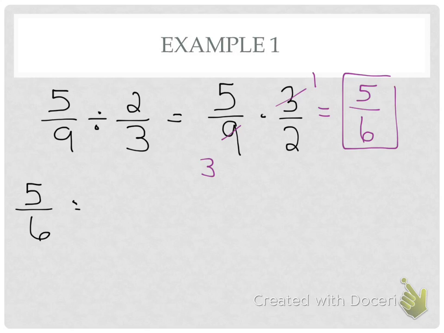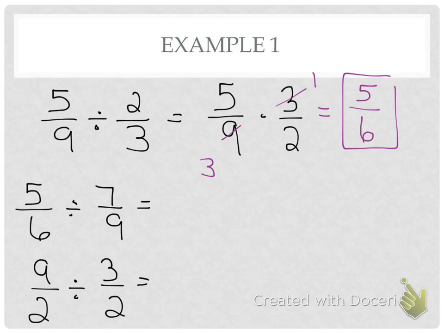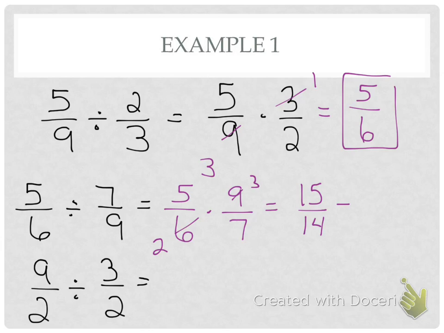All right, so now I want you to do a couple: 5/6 divided by 7/9 and 9/2 divided by 3/2. Okay, so 5/6 divided by 7/9, I need to flip my fraction. Did y'all write 9/7? Yes. Okay, very good. Then I can cross-reduce and get 15/14, but that can't be my final answer. 1 1/14. All right, very good.